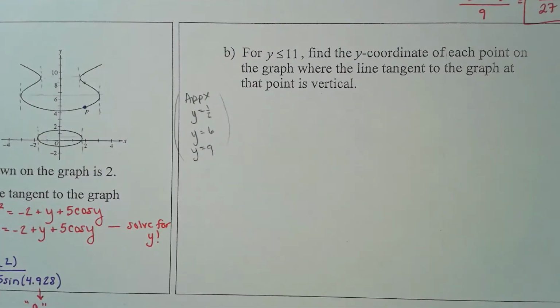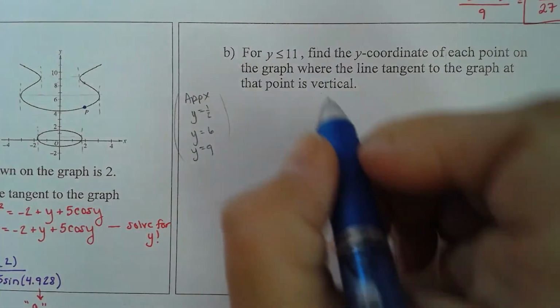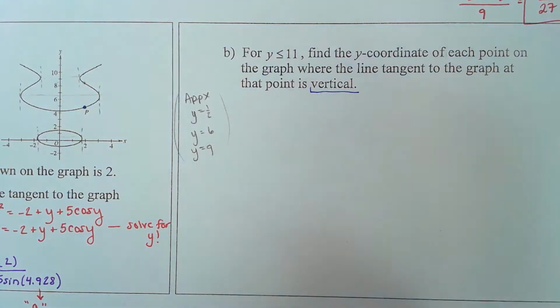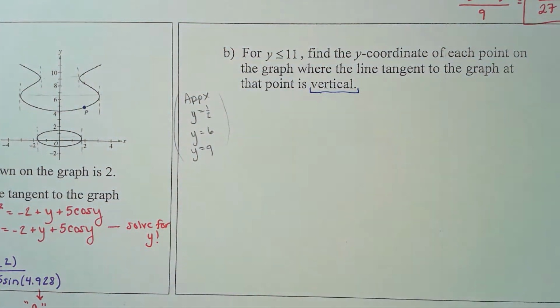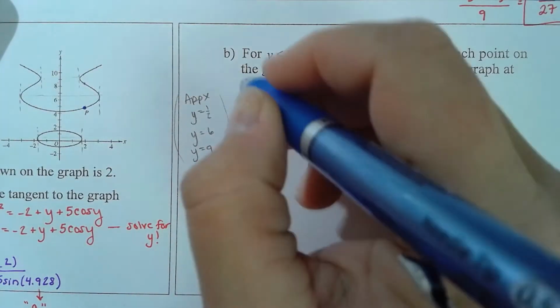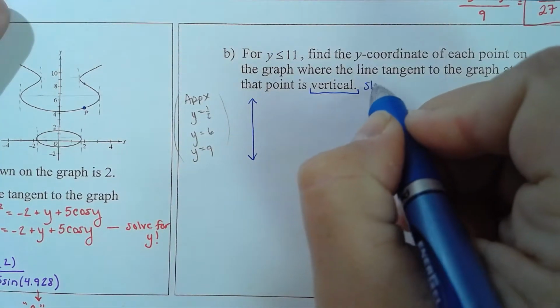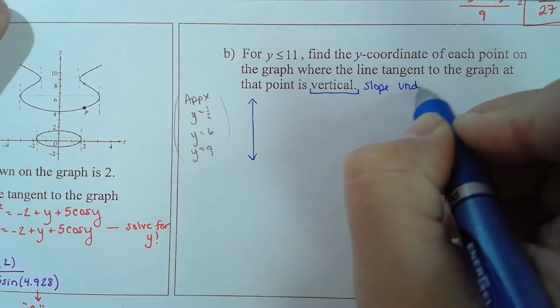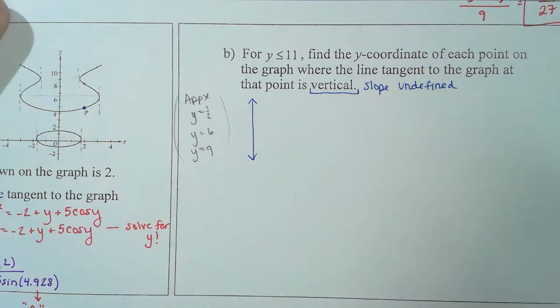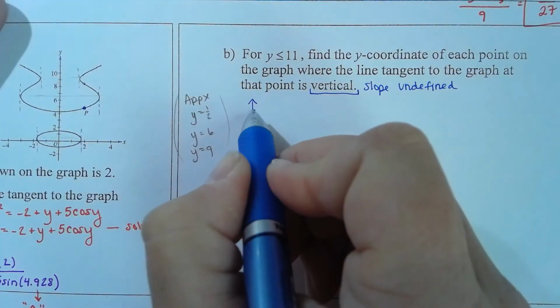Okay. All right. Something we saw a lot was talking about when the tangent line is horizontal, and we said that's when the slope is equal to 0. Well, if we're talking about vertical lines, we've always said that means the slope is undefined. Well, what does it mean to have undefined slope?